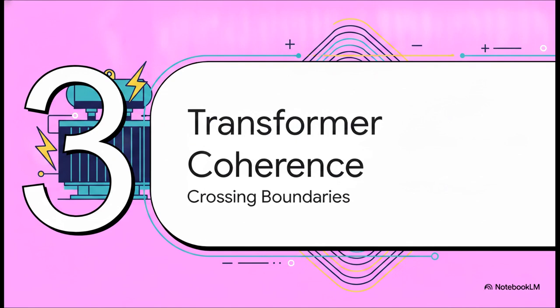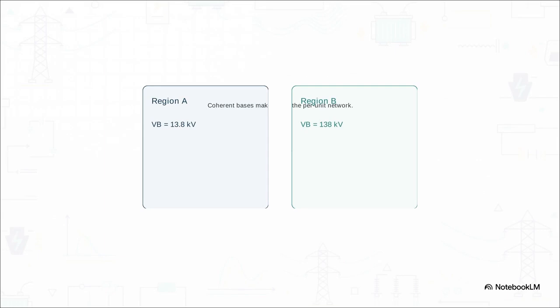Okay, Section 3, transformer coherence. And what happens when we start crossing boundaries. So when your system crosses a transformer, you must let the transformer's rated voltage ratio dictate the voltage bases across those different regions. For example, if region A uses 13.8 kilovolts and your transformer is rated 13.8 to 138 kilovolts, then the coherent voltage base for the connected region B is definitively 138 kilovolts. Do not try to select it independently.